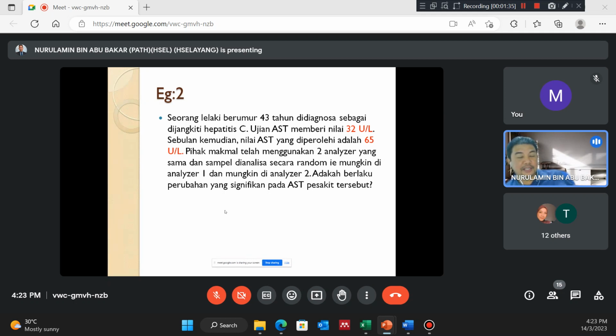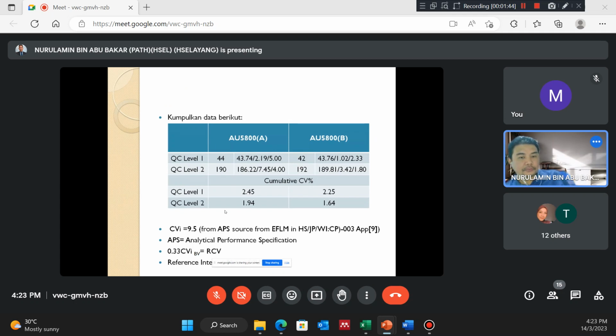Pihak mama telah menggunakan analyzer yang sama, in this case sama analyzer. Okay, analyzer random, apakah berlaku perubahan signifikan? So in this case it looks like the RCV is more what they call relevant to be compared lah dengan data yang kita dapat tu, the difference. So okay, in this case the CVI, we have the EFLM data for our own lab. Okay, we have the table, our specific table for EFLM data, which can be used as a CVI, and then we calculate the RCV.